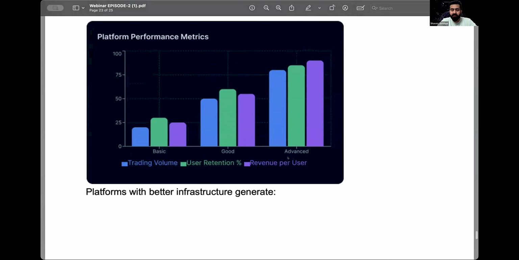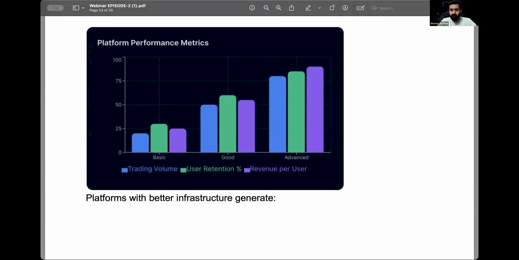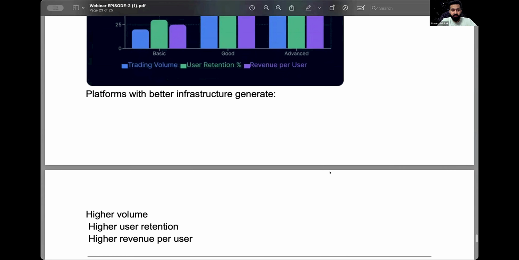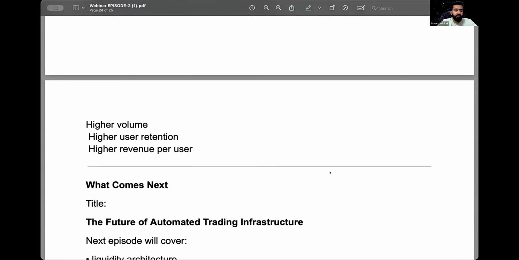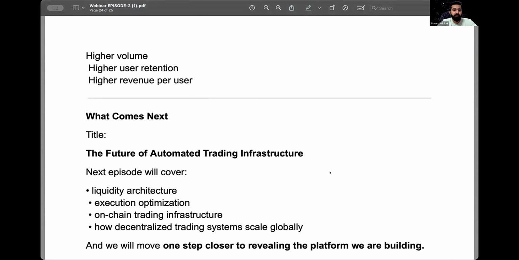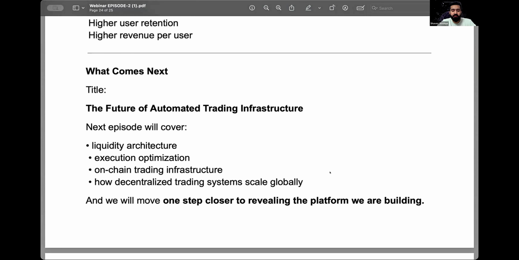So after keeping all this in mind, we built the product, we layered our protocol in such a way that it has the ability to support huge trading volume, which is going to help retain the users, and revenue per user is also going to be high. That lets us operate the product for a longer period of time, because the product is making us a huge amount of revenue, with higher volume, higher user retention, and higher revenue per person.